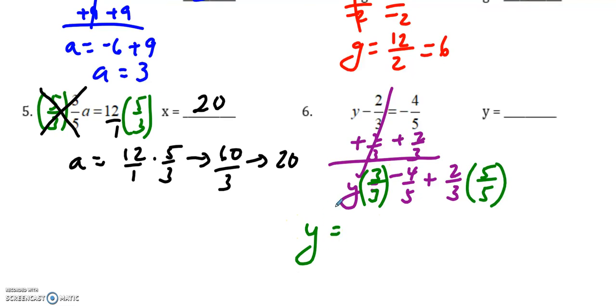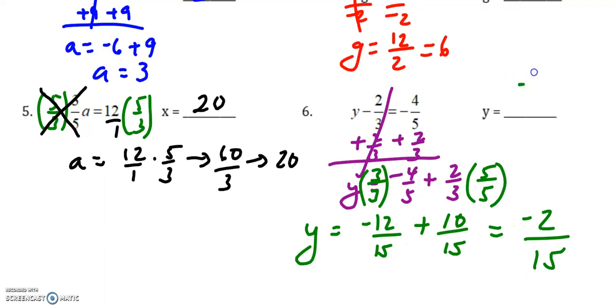So I'd have y equals 3 times negative 4, negative 12 fifteenths, plus 2 times 5, 10 over 15. Negative 12 plus 10 is negative 2. Remember, you never change the denominator, or common denominator, it keeps the same. So my answer would be negative 2 fifteenths.